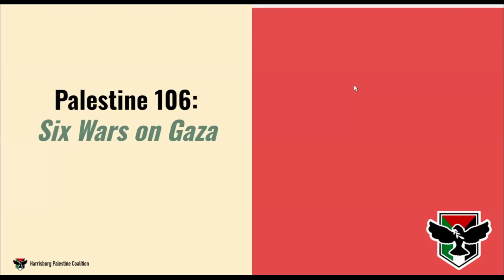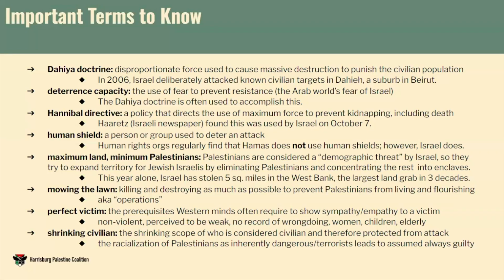So our first term is the Dahia Doctrine, which is disproportionate force used to cause massive destruction to the civilian population. In 2006, Israel deliberately attacked known civilian targets in Dahia, a suburb of Beirut, which is where the term Dahia Doctrine came from. And I'm just going to read this excerpt for you.